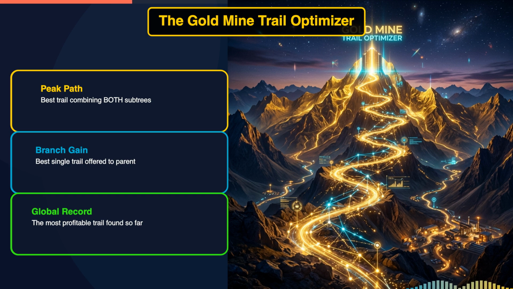Second, it calculates a branch gain, which is the best single trail it can offer to its parent. Because a path cannot branch out in two directions from the same node, a cave can only pass its single best branch up the mountain.